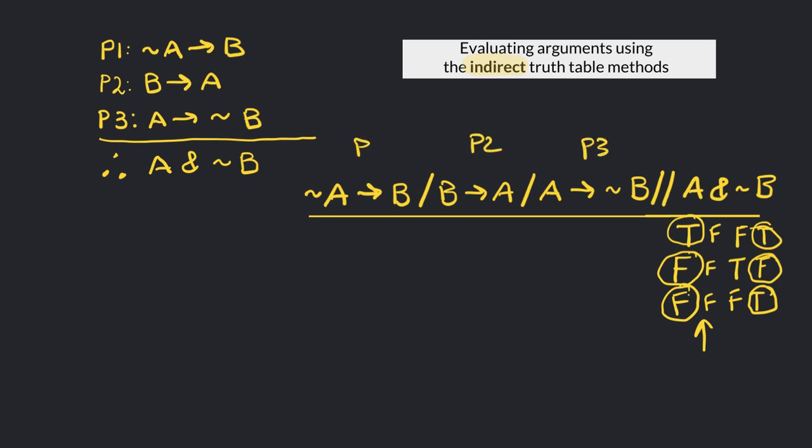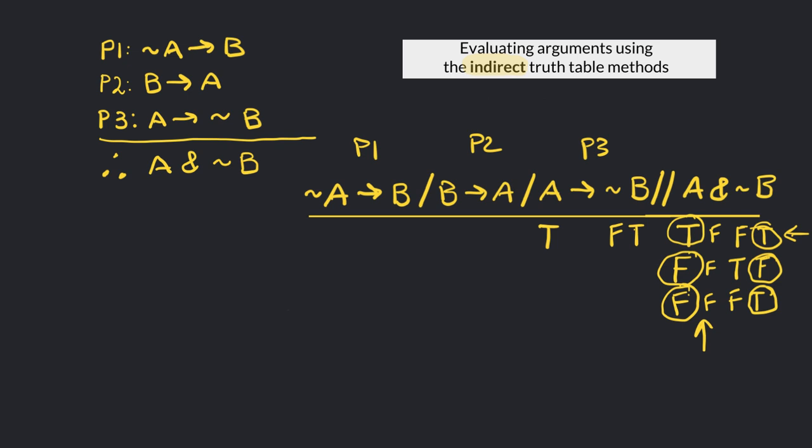Put this up here just to remind us what premises we're talking about. Okay, so for this row, we got A is true and B is true. Well, A true here, B is true over here, but that would make tilde B, the tilde, which is the main operator, false.